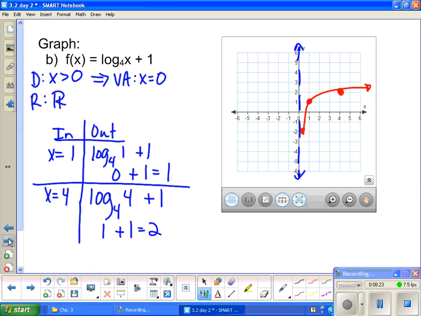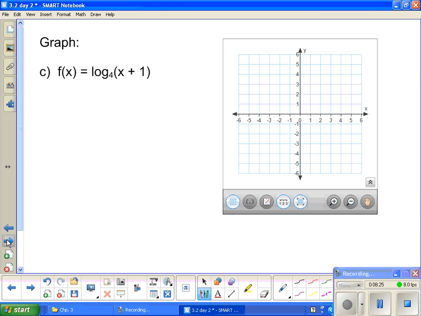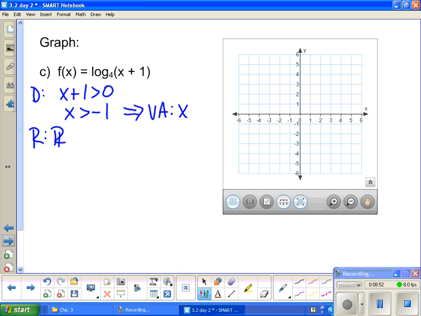Let's look at another one. Now we have log base 4 of (x plus 1). Notice the x plus 1 is in parentheses, which is different from the previous problem. So my domain is x plus 1 greater than 0, so x is greater than negative 1. Range, all real numbers. This defines my vertical asymptote. The vertical asymptote is at x equals negative 1.